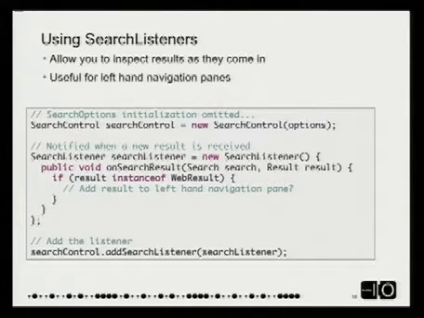So again, you would create your search control based on some set of search options that you've already set up. You create a new search listener, and inside that search listener, you do whatever it is that you want to do with a particular result type. So in this case, I just cared about web results. So anytime I see a web result, I can go off and do any special handling that I want. And then lastly, you can see how to add the listener.